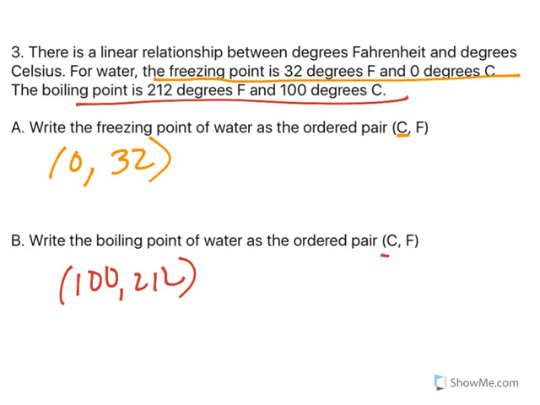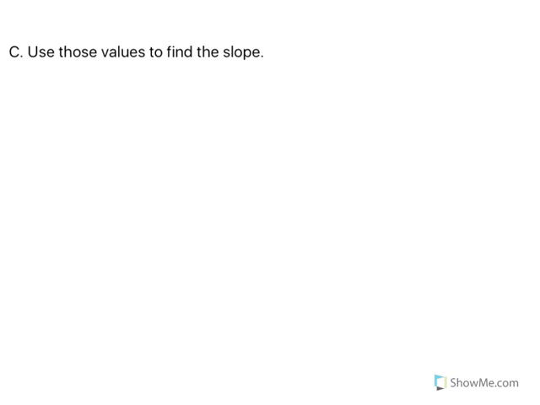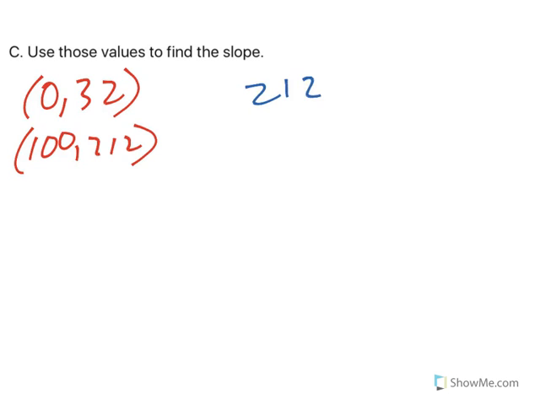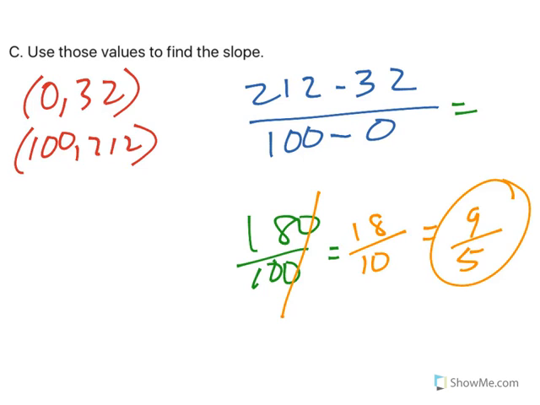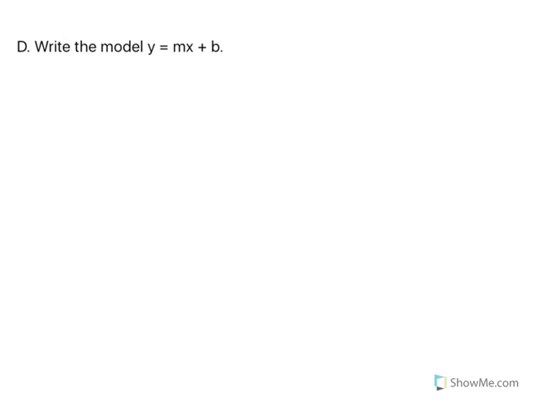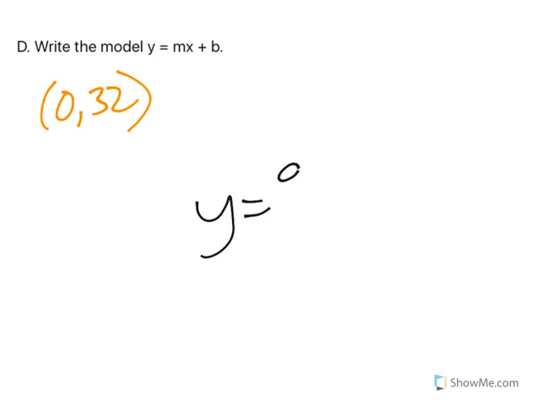So now we have 2 points that we can play with. Let's use those values to find the slope. Again, we have (0, 32) and (100, 212). So y2 minus y1 over x2 minus x1 gives me 180 over 100. If I reduce it, I get 18 over 10. They're both even, so I get 9/5. And I'm leaving it like that on purpose. We also know the y-intercept is 32 because we had the point (0, 32). So my model is y equals 9/5 x plus 32.